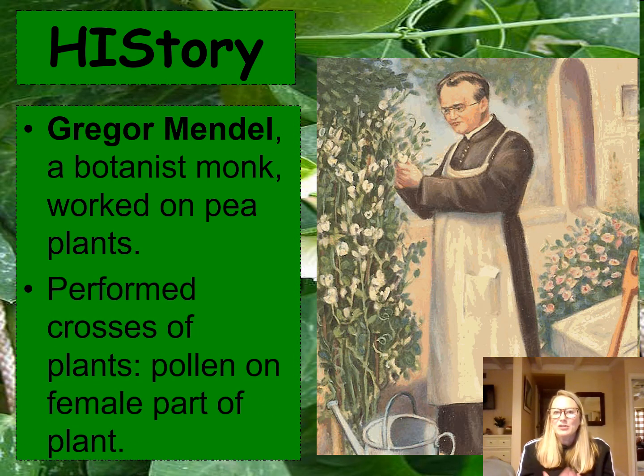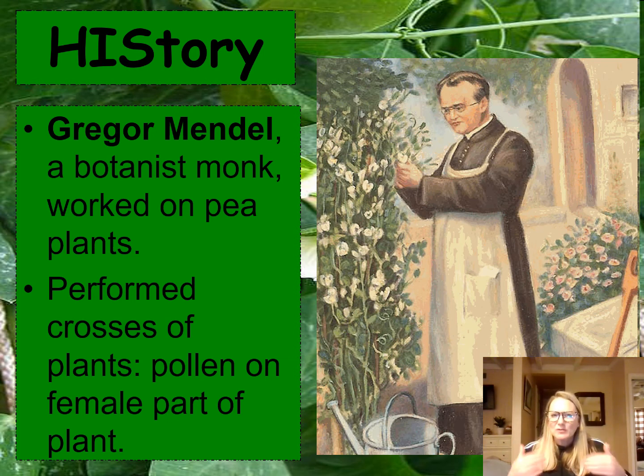So what he would do in his monastery's garden is he would take pea plants of different color flowers or different sizes, different seed pods, and he would cross them. So he would breed them. And he was very meticulous in his observations. He would count how many of the offspring came out to have purple flowers and how many of the offspring came out to have white flowers.